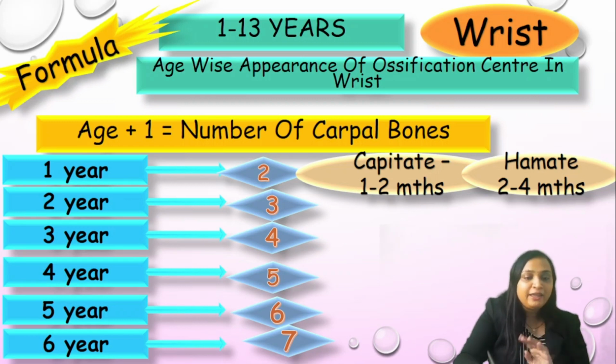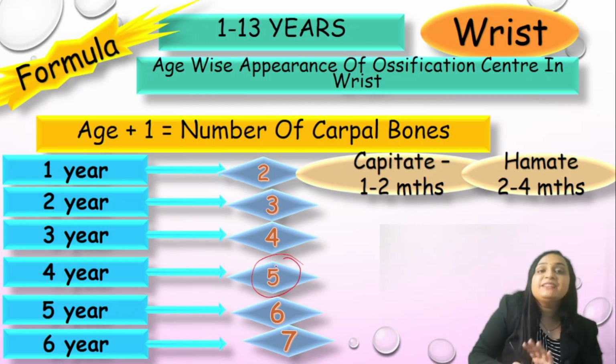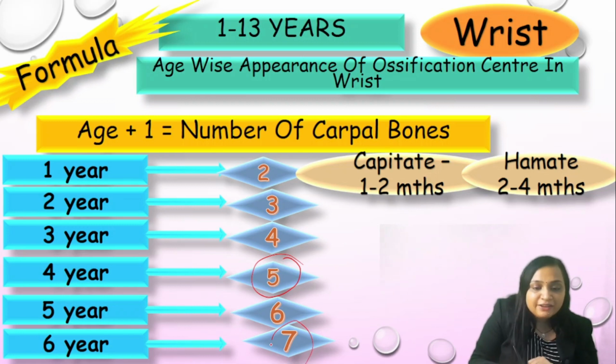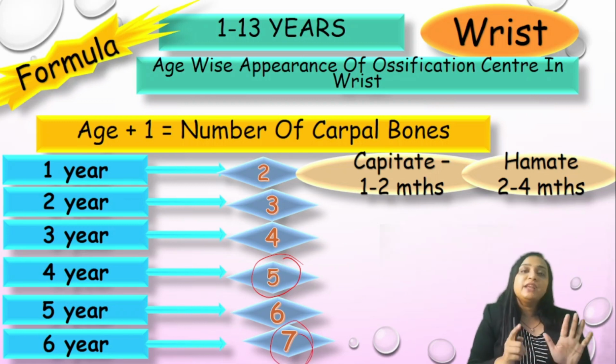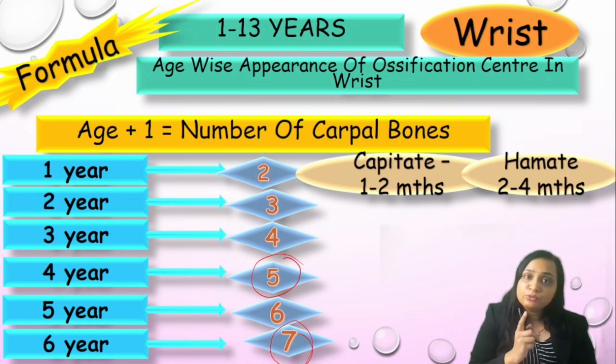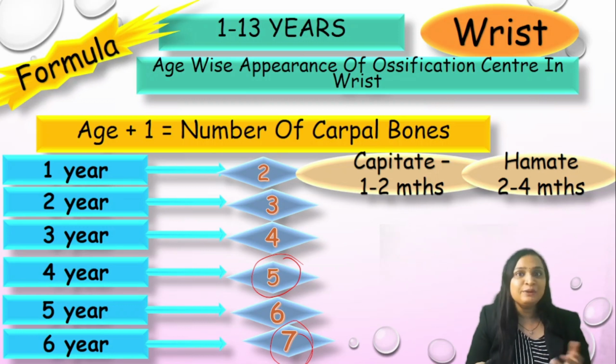If there are 5 carpal bones, then the age will be 4 years. If 7 carpal bones are there, the age of the child will be 6 years. Whatever carpal bones are there, we have to just deduct one number to come to the age. Isn't it easy? Super easy.